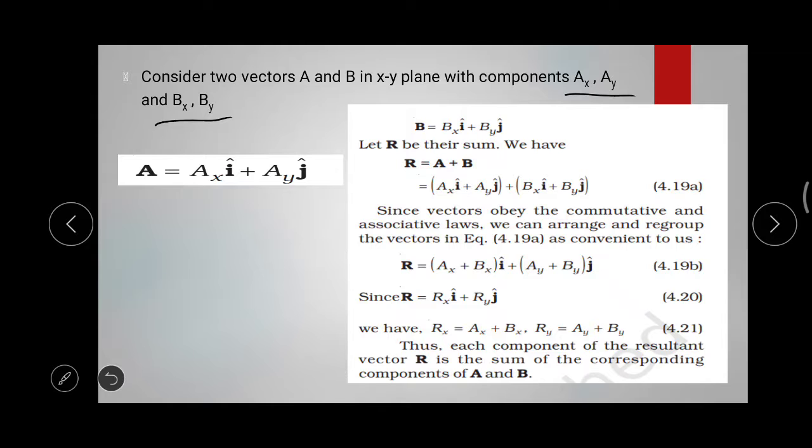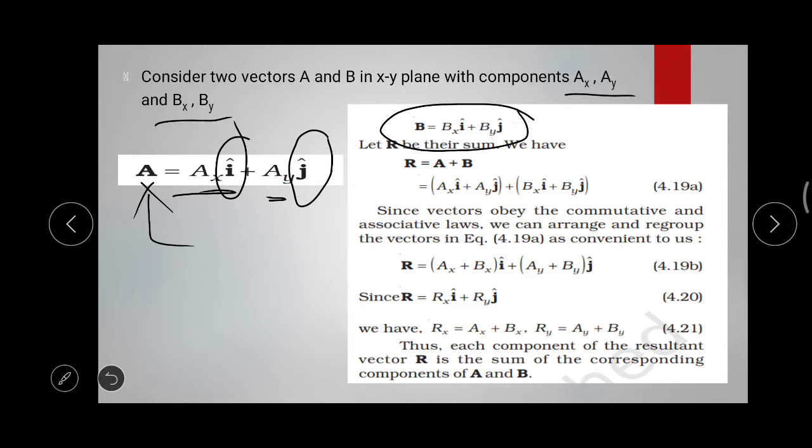So first of all, vector A can be written as Ax i cap plus Ay j cap, where Ax is the x component and Ay is the y component. This is the magnitude of x component and y component. Then if you are multiplying that with the i cap, that means the unit vector in the x-axis, and j cap, that is the unit vector in the y-axis, then you can obtain the resultant vector A. Okay. As well, B as Bx i cap plus By j cap.